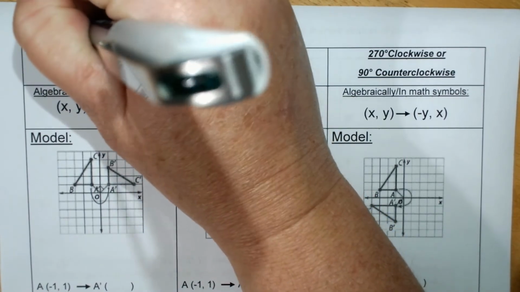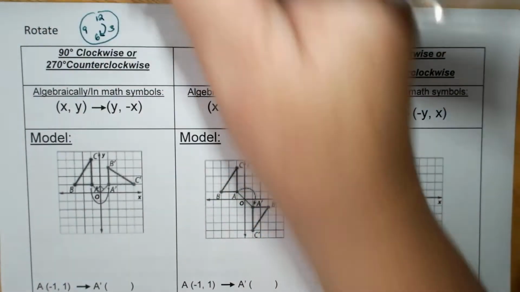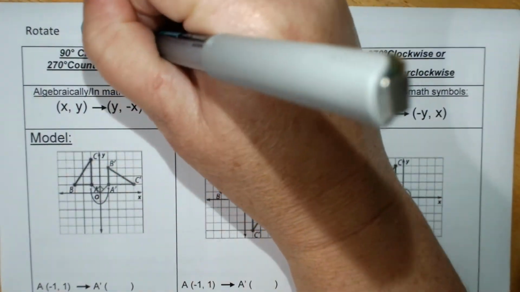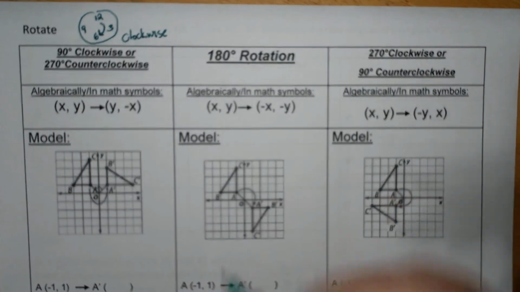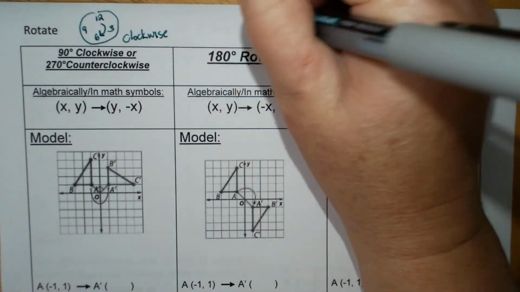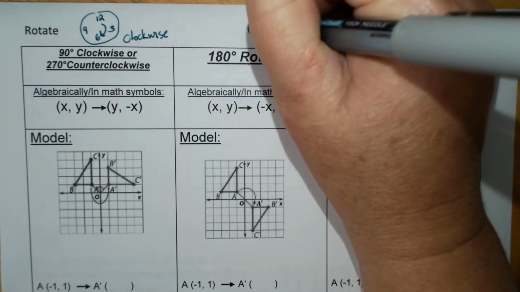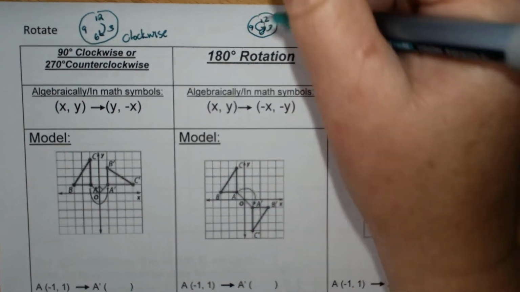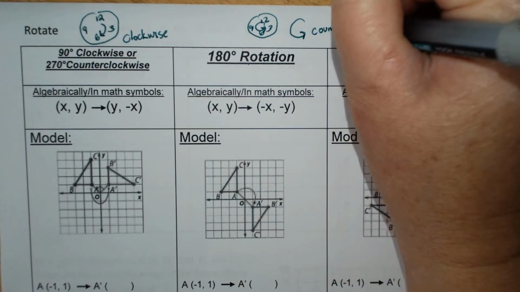If you have a clock that's not a digital clock, the way you go around is called clockwise. And if you go in the opposite direction, so if you're going like this, that is called counterclockwise.